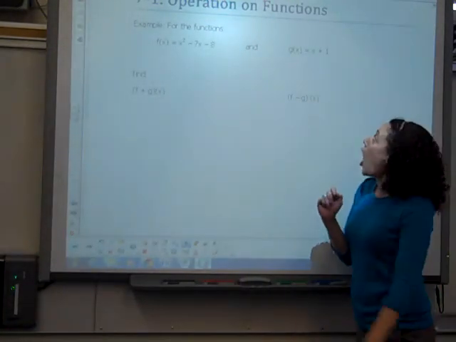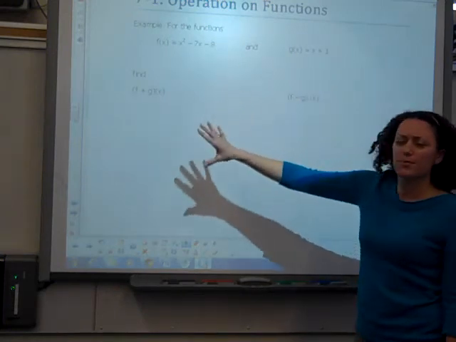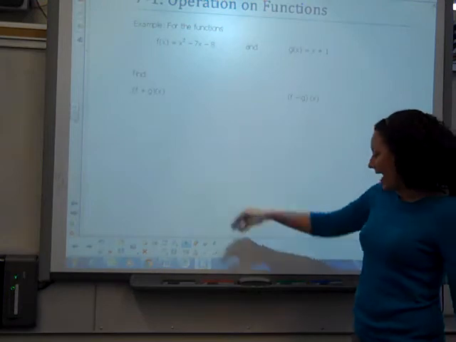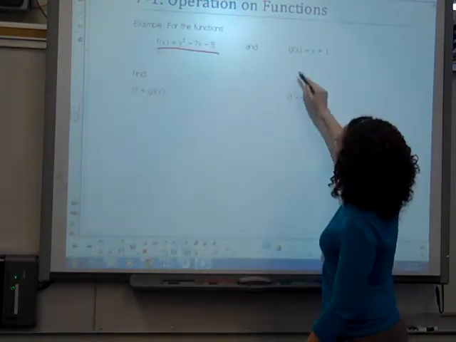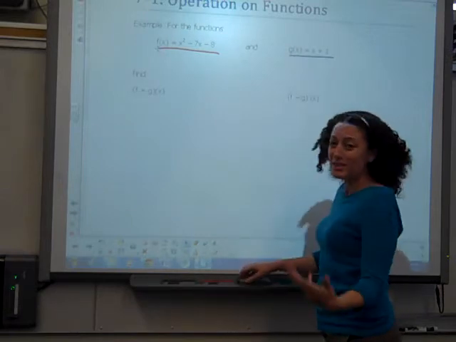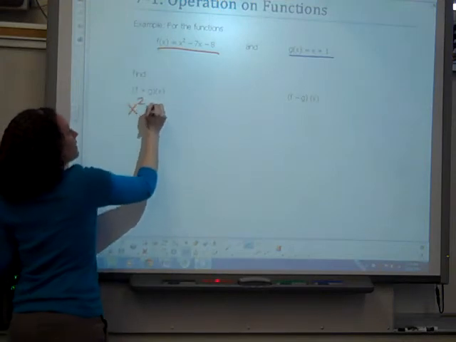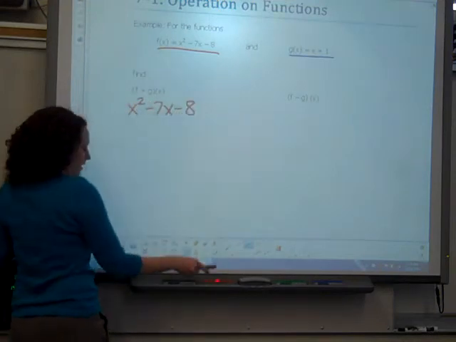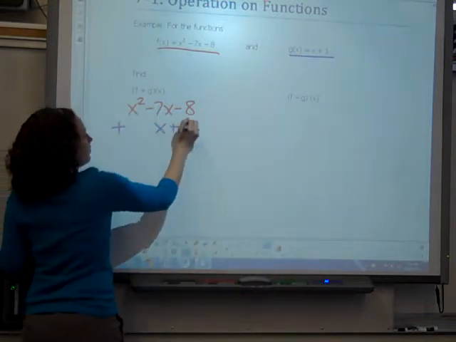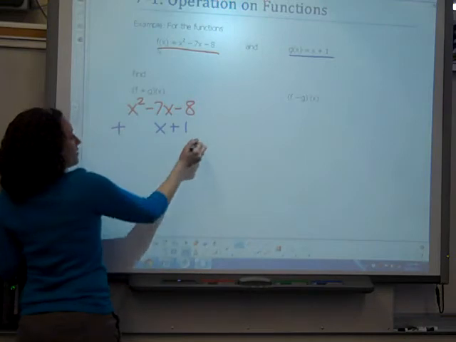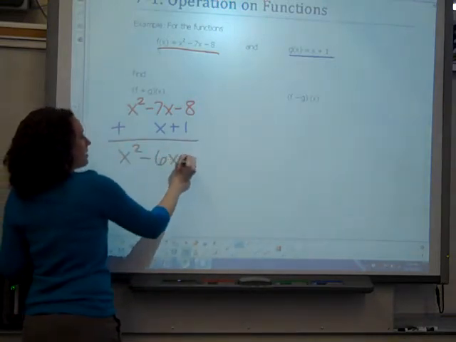Welcome to 7.1, operations on functions. So we're going to use two functions and we're going to perform basic operations with them. For example, if I add them, let's use colors too to help. So this is my red function and this is my blue function. If I want to add them, I'm literally adding like terms. So I have x squared minus 7x minus 8 and I'm adding x plus 1. So as I combine those like terms, I can see the result is x squared minus 6x minus 7.